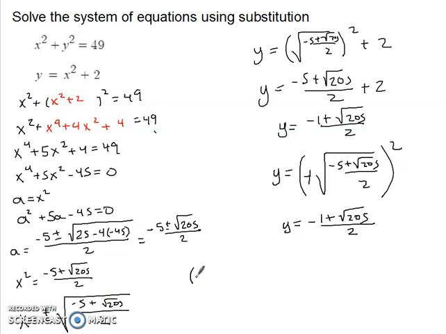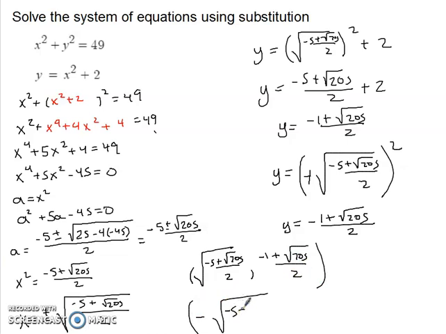So our two solutions are positive square root of negative 5 plus rad 205 over 2, and then my y value is negative 1 plus square root 205 over 2. Or I can have a negative square root of negative 5 plus rad 205 over 2, and I still have that same y value of negative 1 plus square root of 205 over 2. So this is option 1.